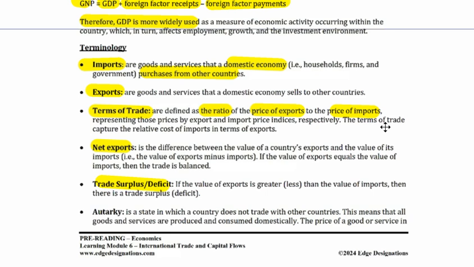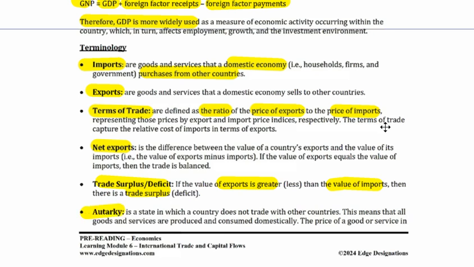You often have a trade surplus or deficit. If we are exporting more than we are importing, then we've got a trade surplus. And on the other side, if the value of our imports is greater than the value of our exports, then yes, we're importing more. We've got to pay more for those than we are receiving from what we export. That'll be a trade deficit.